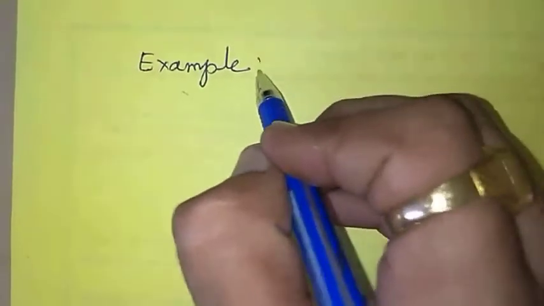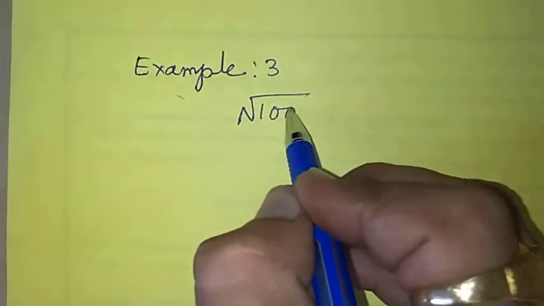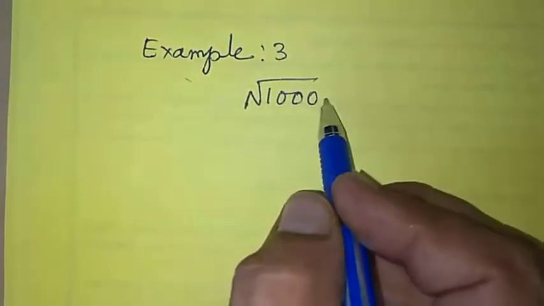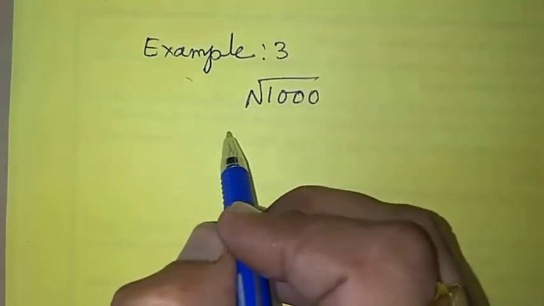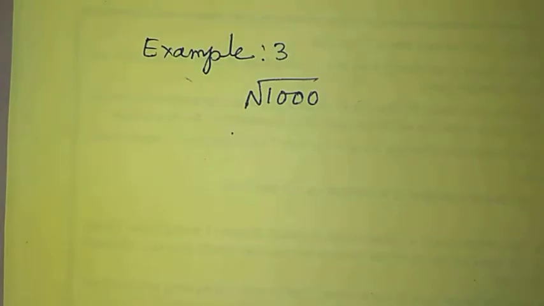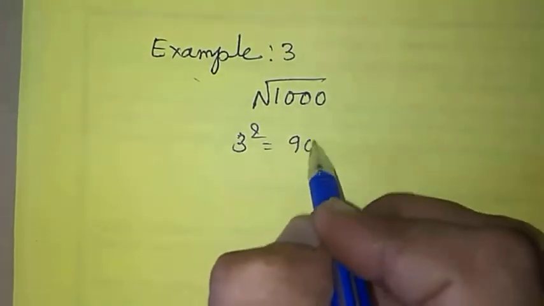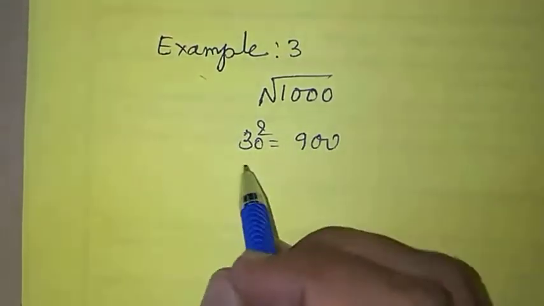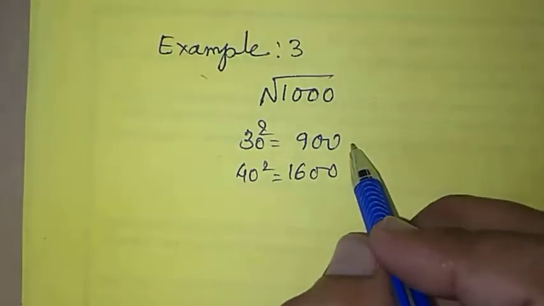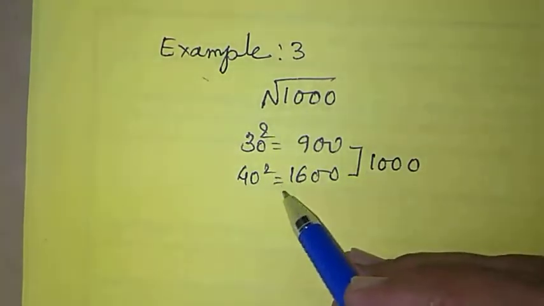Another example, example number 3: we take 1000. Generally, first of all we take the round figures. In the last example we saw 4 square. Now 30 square is 900 and 40 square will be 1600. So we know that it will be between these two: 1000 comes between 30 square and 40 square.